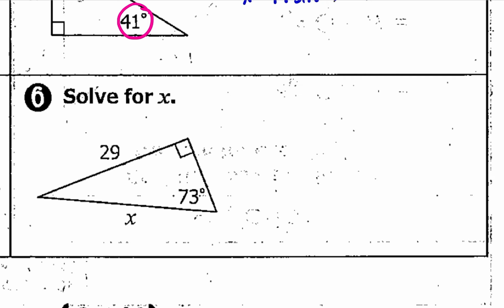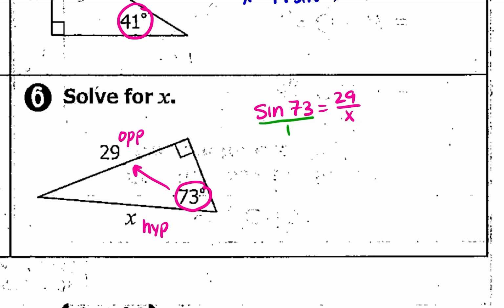I want to do the same thing, so I'm going to identify my angle. My angle is 73. 29 is going to be my opposite side. X is my hypotenuse because it is across from the right angle. We're going to set it up as sine of 73 equals 29 over X. As always, I want to go ahead and put a 1 down there.